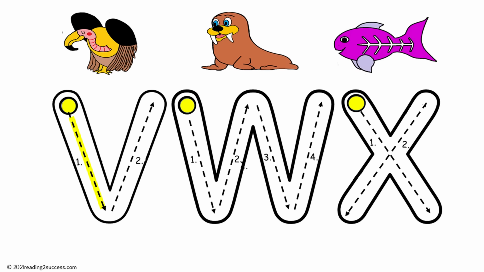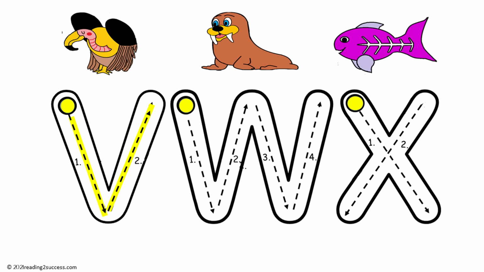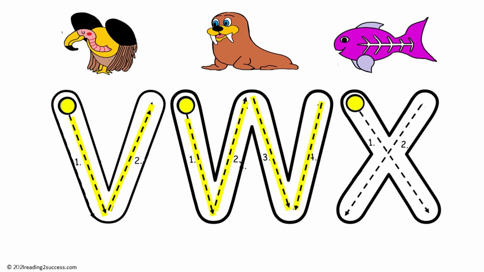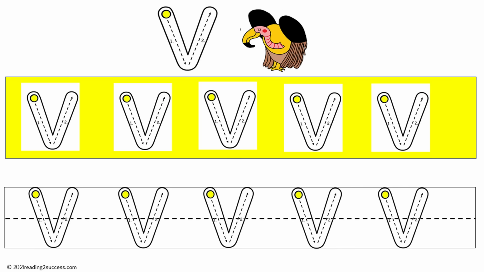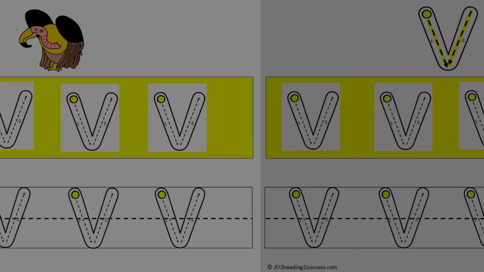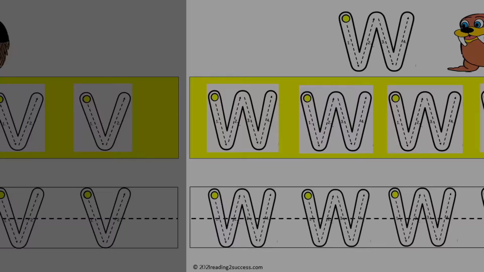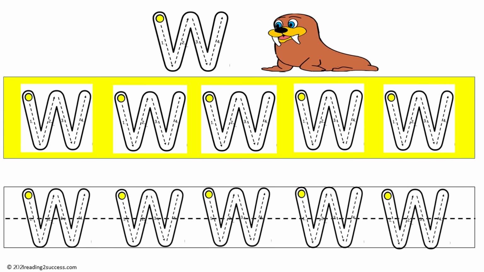The letter V has two parts, part 1 and part 2. The letter W has four parts, part 1, part 2, part 3, and part 4. X has two parts, part 1 and part 2. Now have kids complete the practice pages for letters V, W, and X.